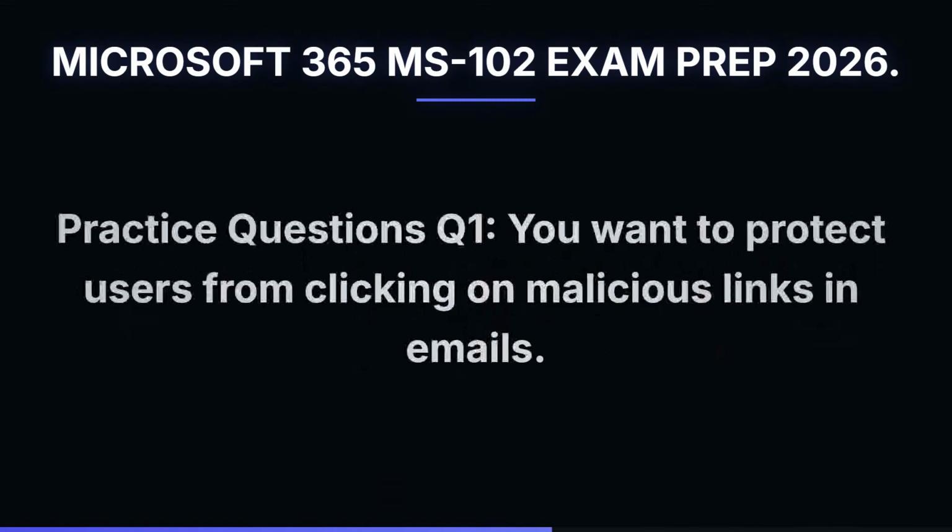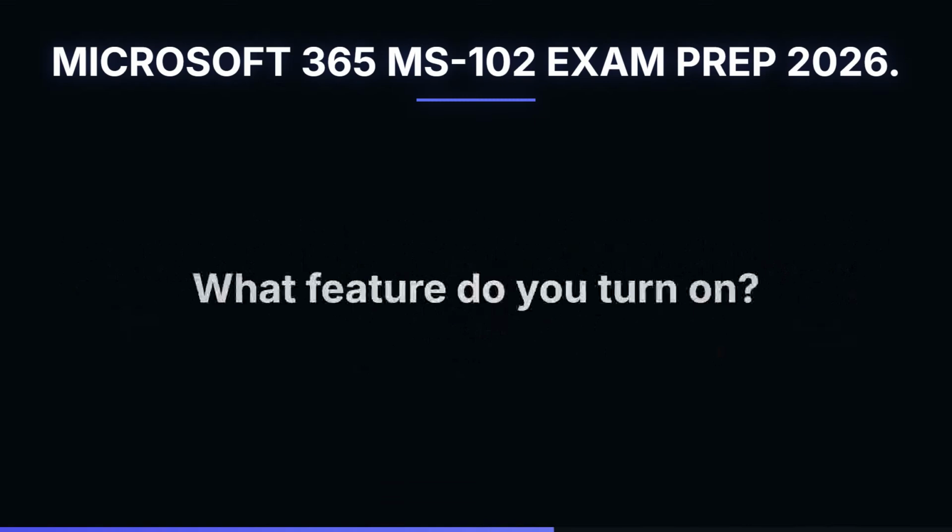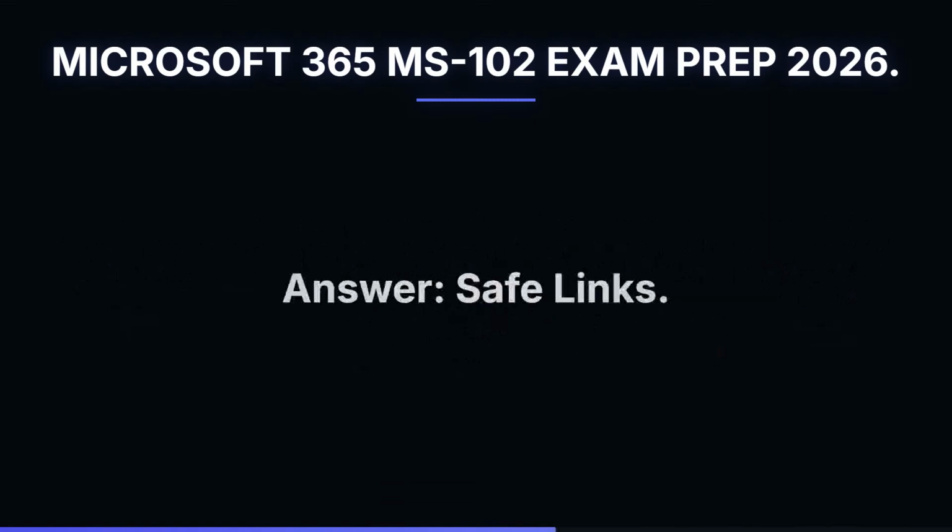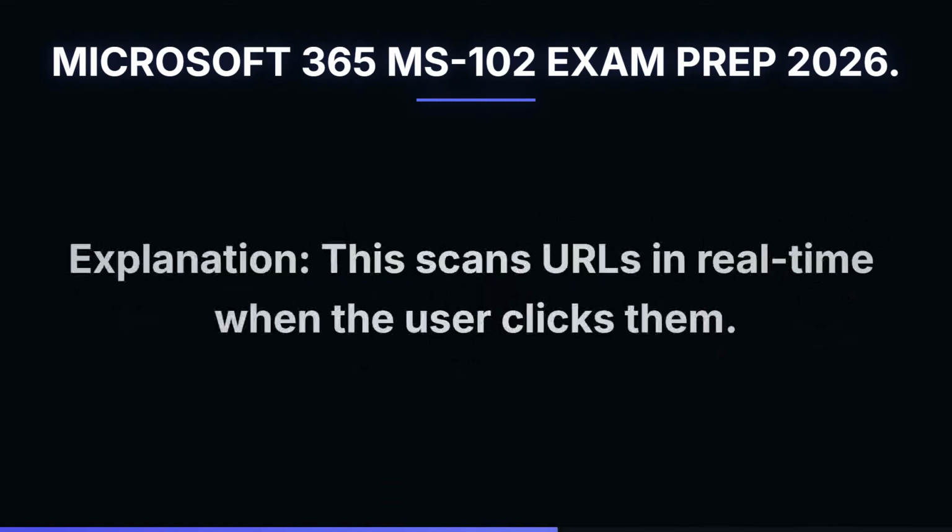Practice questions. Q1. You want to protect users from clicking on malicious links in emails. What feature do you turn on? Answer: safe links. Explanation: this scans URLs in real time when the user clicks them.